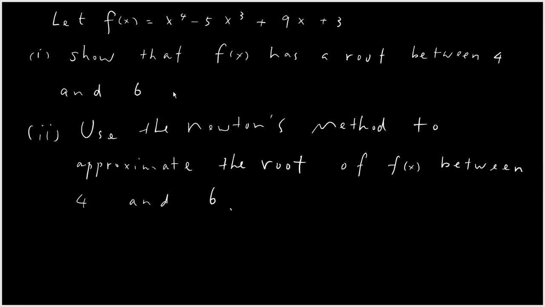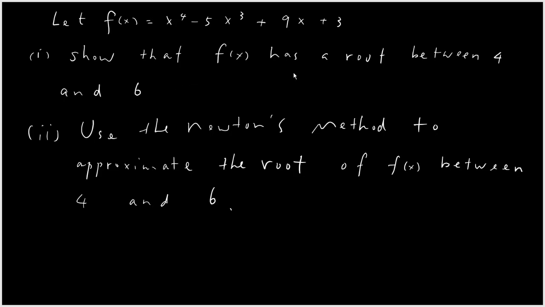in between 4 and 6. Okay. Of course, the first thing you do is to show the function has at least one root in between 4 and 6. Verify the two conditions. The function is continuous on the interval from 4 to 6. The second condition is evaluate the function at 4, evaluate the function at 6, and convince yourself the value of the function at 4 and the value of the function at 6 have two different signs.